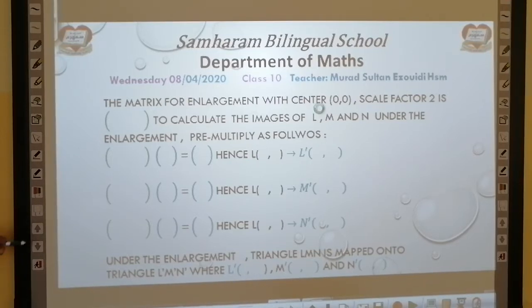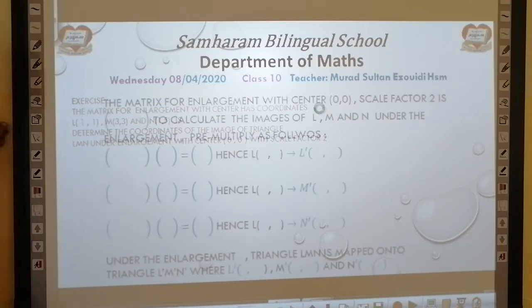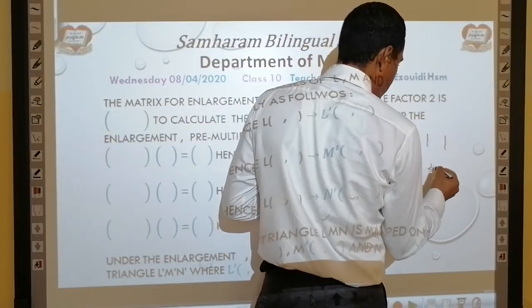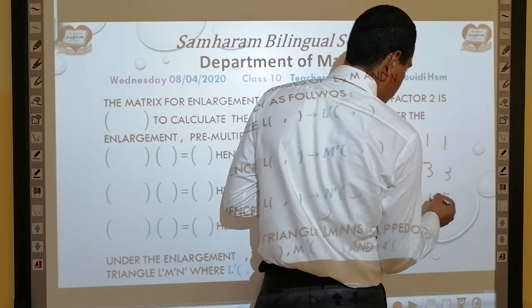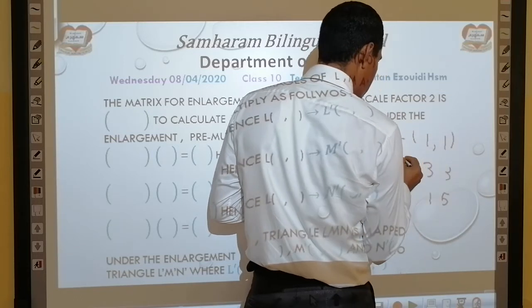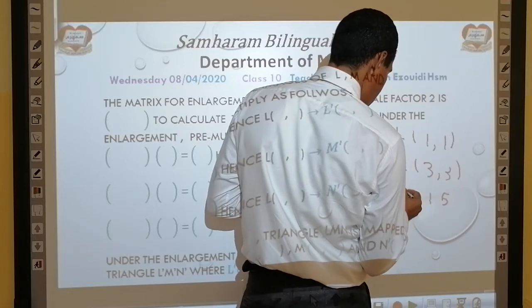Okay. Here we have 1, 1, 3, 3, 1, 5. Okay, this is L. This is M. This is N.